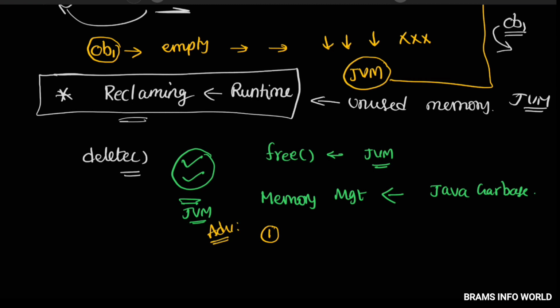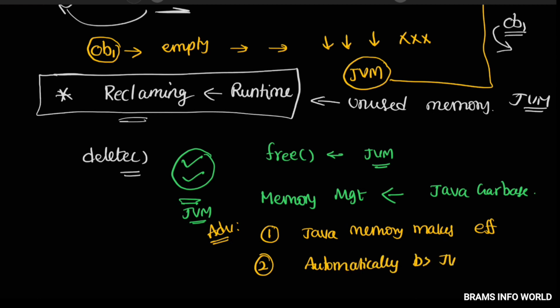So coming to the advantages, there are two advantages. Java memory management is more efficient compared with other programming languages, and it is done automatically by the JVM. So what I am telling you is, when you create an object and this object is unreferenced, then it is automatically cleaned up by the JVM efficiently. Okay, so this is memory management.